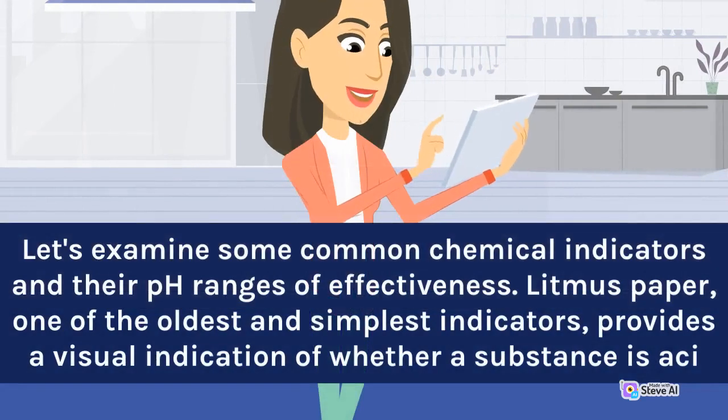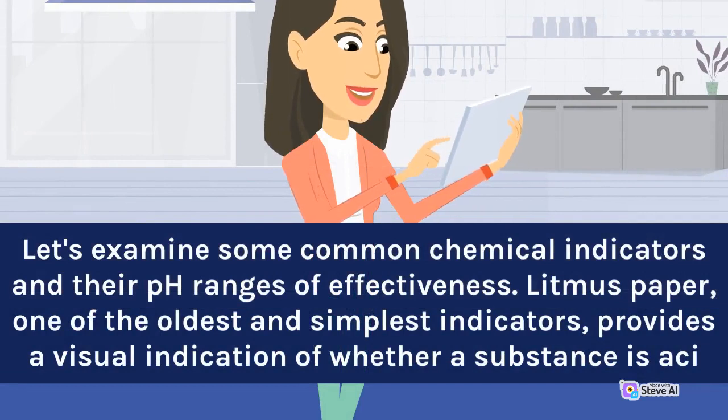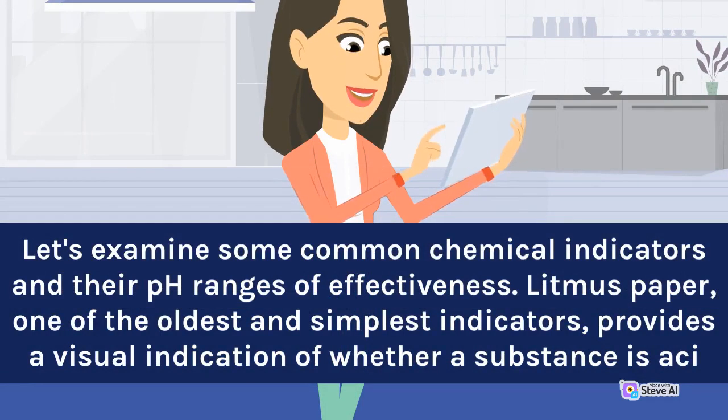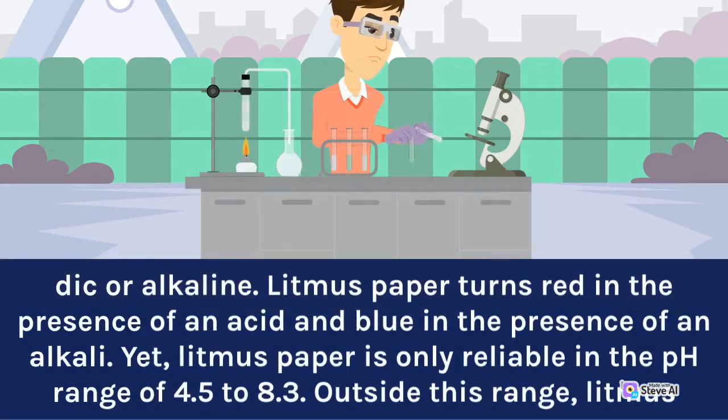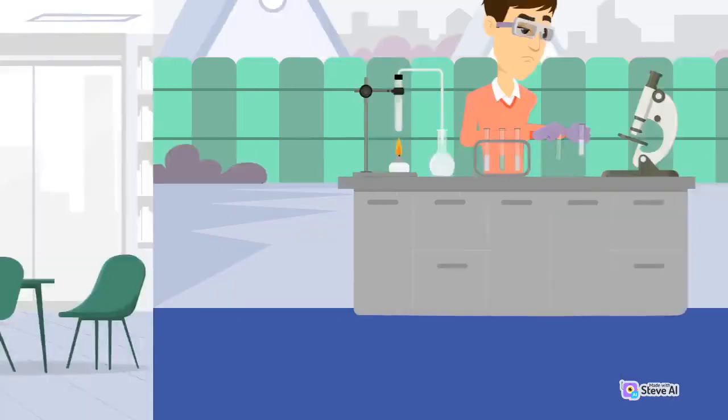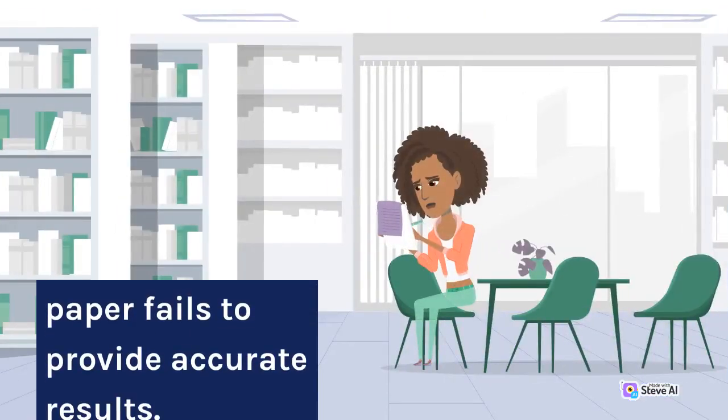Let's examine some common chemical indicators and their pH ranges of effectiveness. Litmus paper, one of the oldest and simplest indicators, provides a visual indication of whether a substance is acidic or alkaline. Litmus paper turns red in the presence of an acid and blue in the presence of an alkali. Yet, litmus paper is only reliable in the pH range of 4.5 to 8.3. Outside this range, litmus paper fails to provide accurate results.